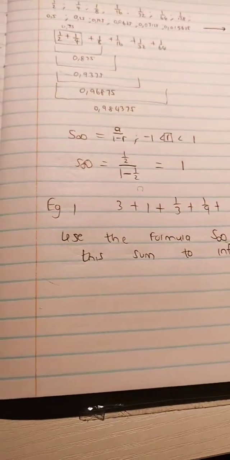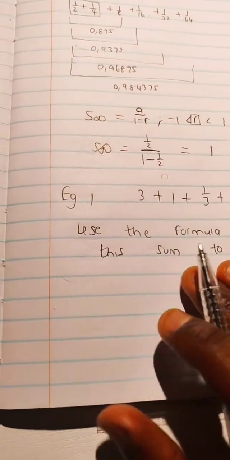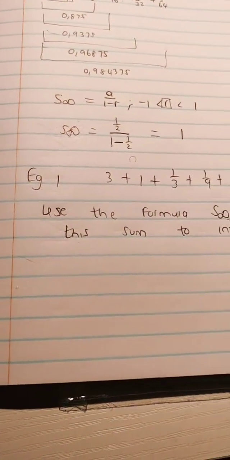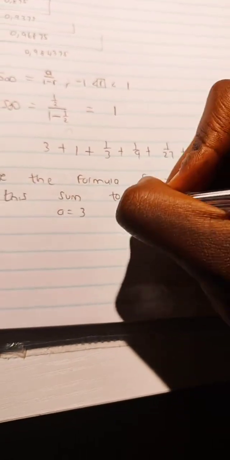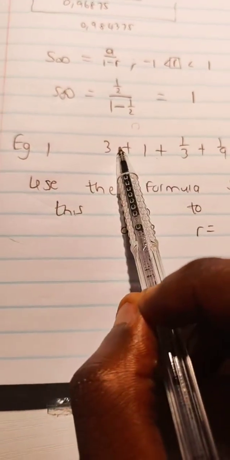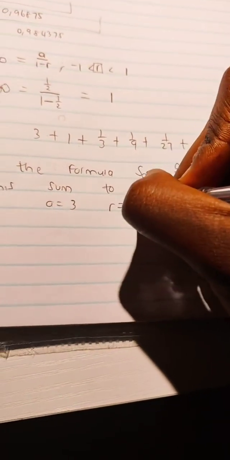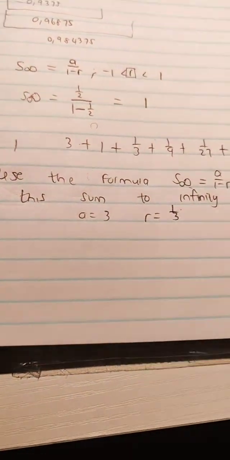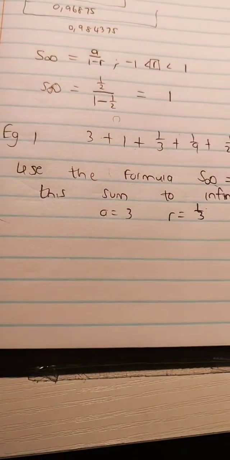Okay, so let us close this up. Given the formula, we want to use sum to infinity. So what do we do? First and foremost, we find a. a is equal to 3. We find r: 1 over 3 divided by 1, so r is 1 over 3. There it is. That's r.